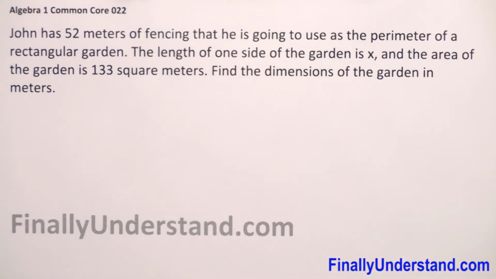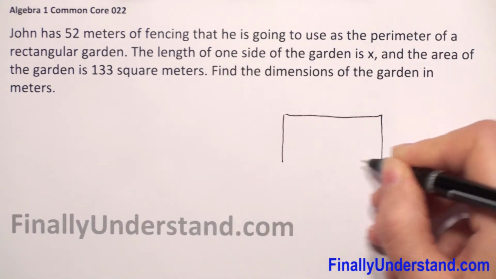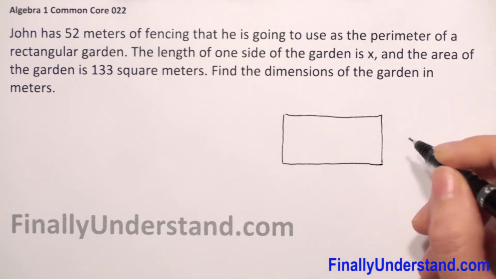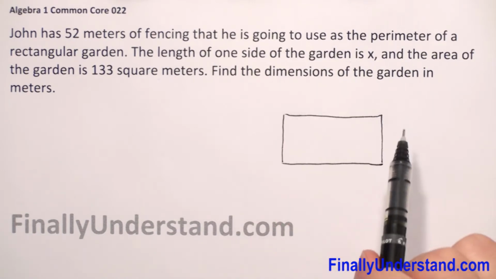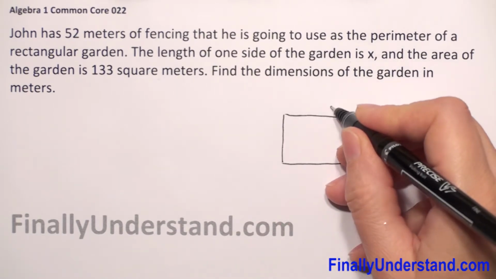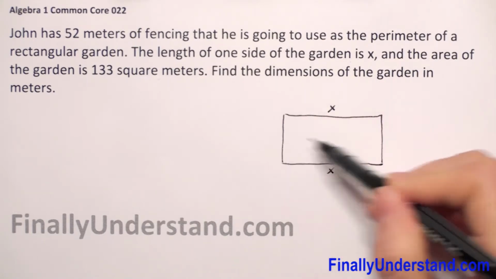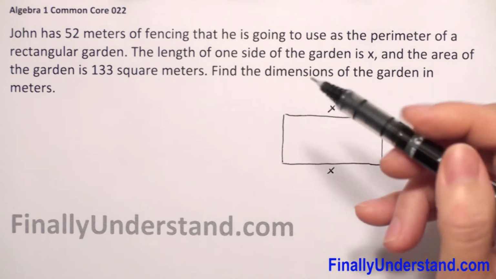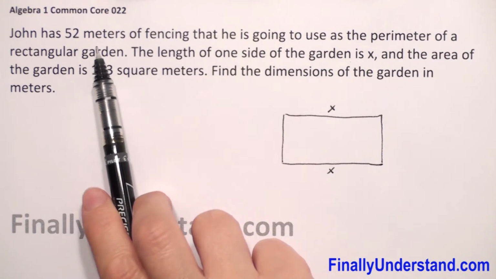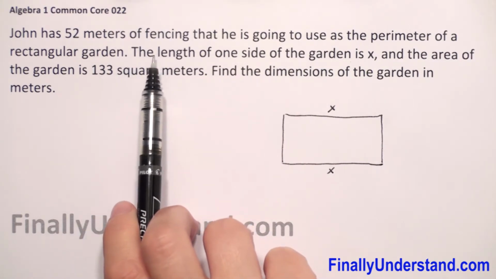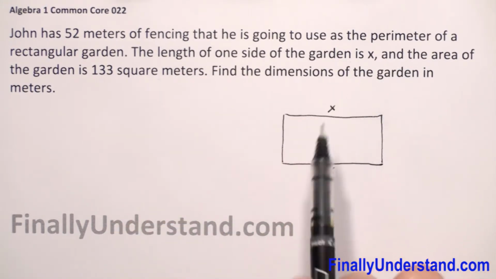So we have a rectangular garden. Let me draw this garden. What else do we have? The length of one side of the garden is x. So let's put that this is x, because this is rectangular, so the other side will also be x, and these two sides are the same also. So we have 52 meters of fencing that he will use as the perimeter.